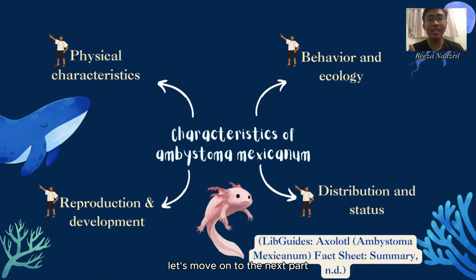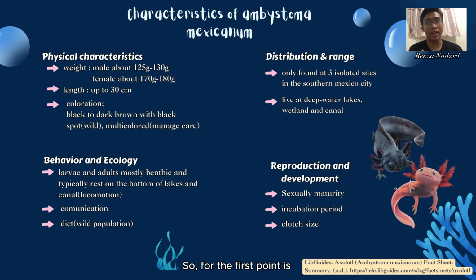Let's move on to the next part, where I will explain the characteristics of Ambystoma mexicanum, also known as Axolotl. For the first point, physical characteristics. The weight of this species is about 125 to 130 grams for the male, but about 170 to 180 grams for the female. Axolotl has a length of up to 30 cm or 12 inches.